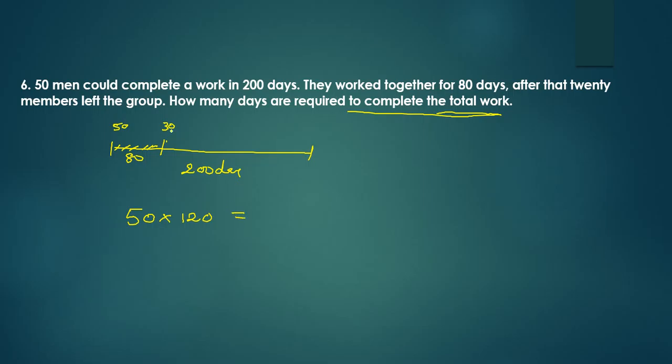Number of people has reduced to how much? 30, because 20 members are left. So 50 minus 20 is 30. And how many days do they take to complete the work? On simplification, you will get D equal to 200.